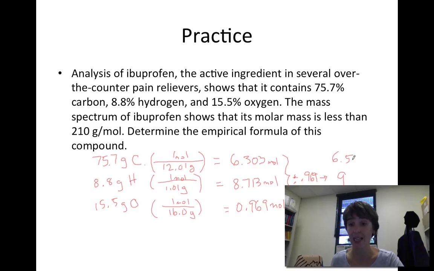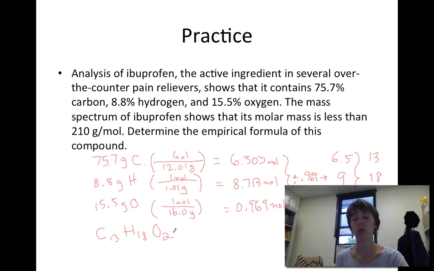I'm not quite there because I can't have a subscript of 6.5 in my formula. But if I now multiply these all by 2, again, I'm preserving that ratio, but I'll have whole numbers. My 6.5 will turn to 13, my 9 to 18, and my 1 to a 2. So this is called the empirical formula, when we have determined the formula of a compound based on weights that we've measured, or in this case that were given to us.